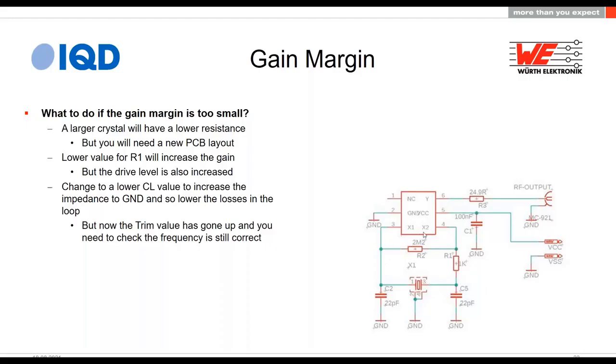The downside of doing that is that the trim value is going to go up. You remember the trim value we talked about in that graph where I showed you if you use a lower CL, then you have a higher trim value. So that means that you're going to need to be really, really accurate with your capacitor values and your stray PCB calculation. Otherwise, you're going to be running off frequency.